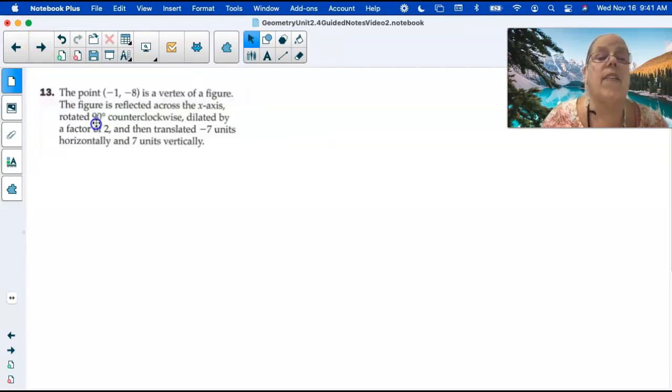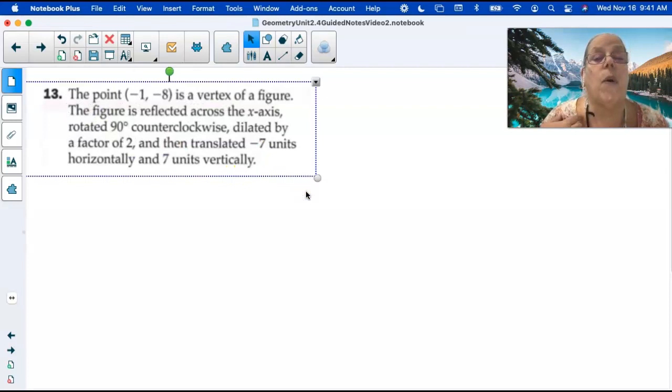All right, let's take a look at this one, number 13. The point (-1, -8) is the vertex of a figure. It's reflected across the x-axis. The y changes its sign. Rotated 90 degrees counterclockwise. Dilated by a scale factor of 2. Then translated -7 units horizontally, 7 units vertically. And then it did the hokey pokey and it turned itself around, because that's what it's all about. Okay, so let's do it.